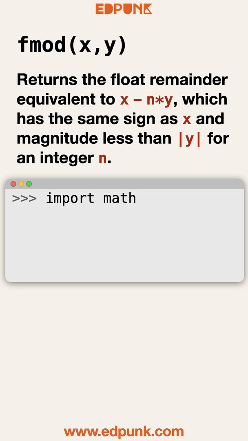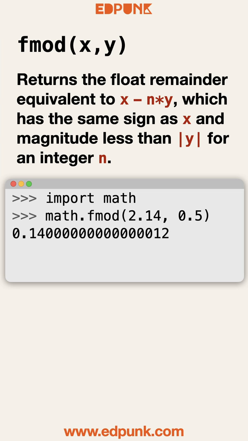Now, execute math.fmod 2.14, 0.5. Now, the value of n, for which 2.14 minus n into 0.5 has the same sign as x and magnitude less than y, is 4. Thus, the result of 2.14 minus 2.0, that is 0.14, is returned.